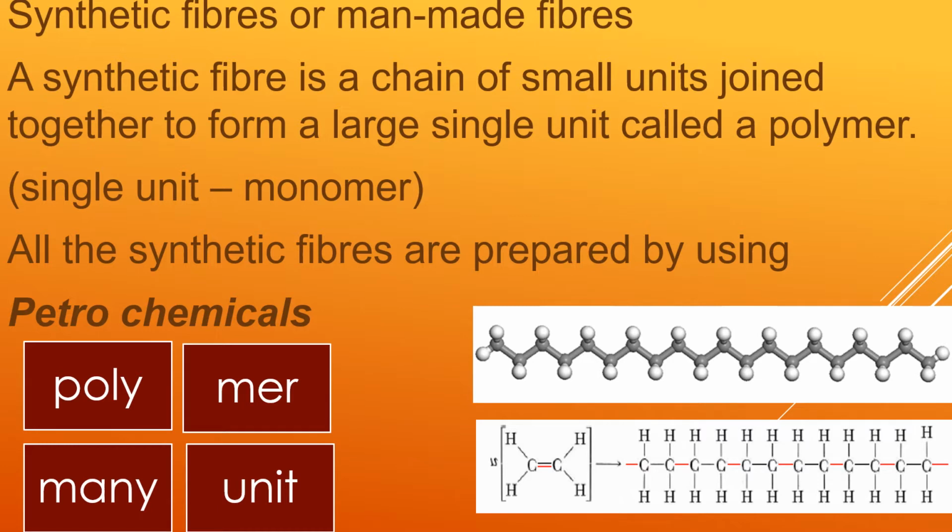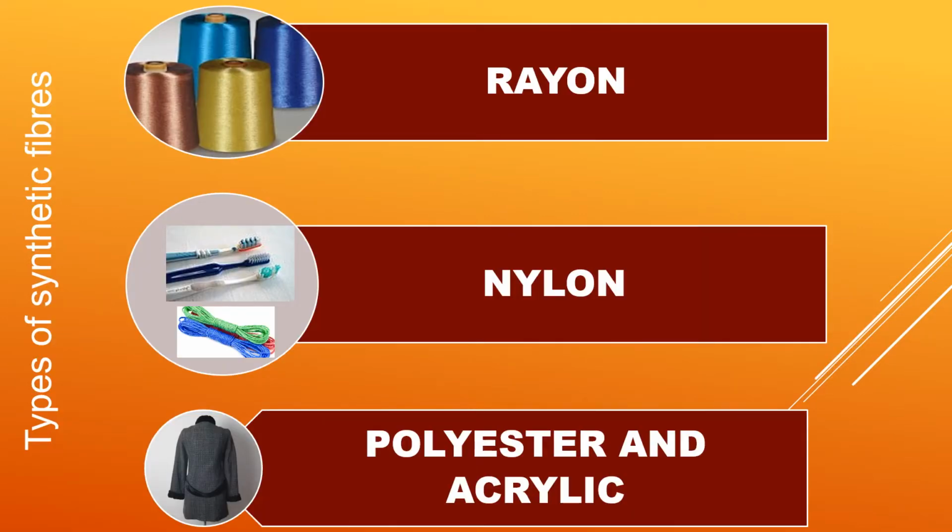Polymers occur in nature too. For example, cotton is a polymer of cellulose. Cellulose is made up of a large number of glucose units. All the synthetic fibers are prepared by a number of processes using raw materials of petroleum origin and are called petrochemicals. In this chapter, we are going to learn about different types of synthetic fibers like rayon, nylon, polyester and acrylic.